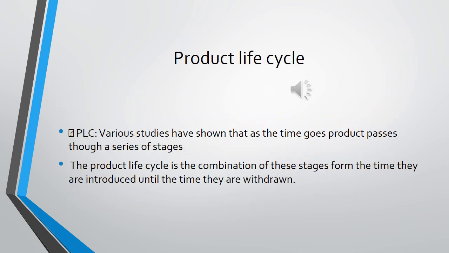Now, product life cycle is the process a product goes through from when it is first introduced into the market until it declines or is removed from the market. The life cycle has 4 stages: introduction, growth, maturity, and decline.